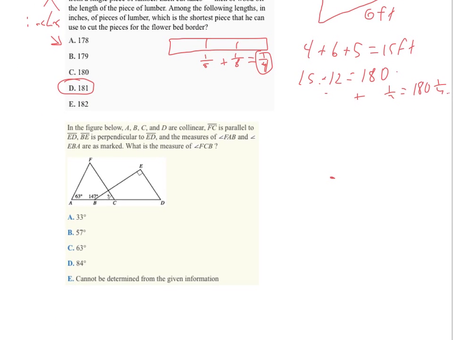In the figure below, A, B, C, D are collinear. That means they're on the same line together. FC is parallel to ED, which means I can add these little marks from geometry where we put like a little arrowhead on those to say that those are going in the same direction. They're parallel. And our job is to find the measure of angle FCB.